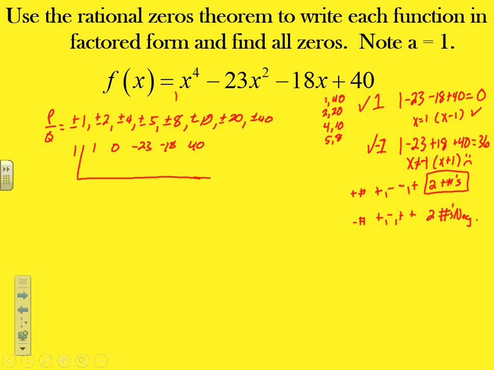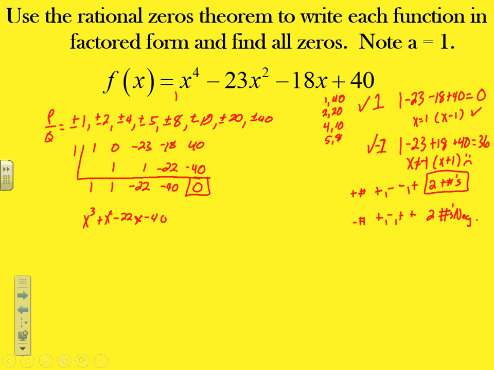Now, according to what this rule is telling us, 1 better work. So when I go through the division here, I should have a 0 as a remainder. Bring down the 1, multiply, add, multiply, add, multiply, and add one more time, and we do have a remainder of 0, so that works. Now, if we look at that quotient, we would have x cubed plus x squared minus 22x minus 40.